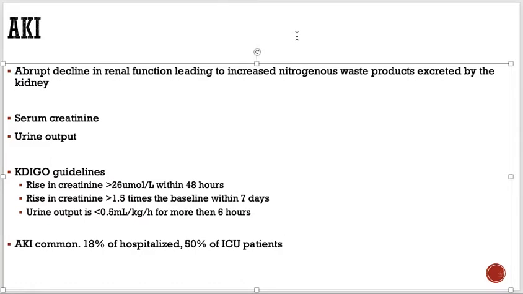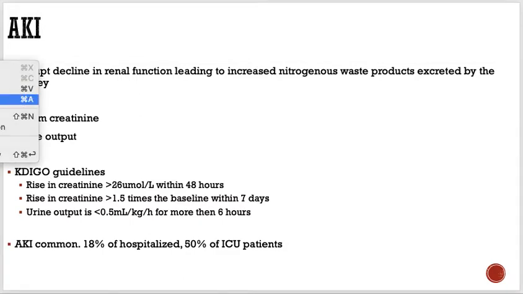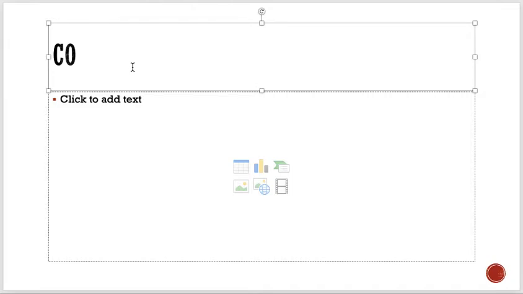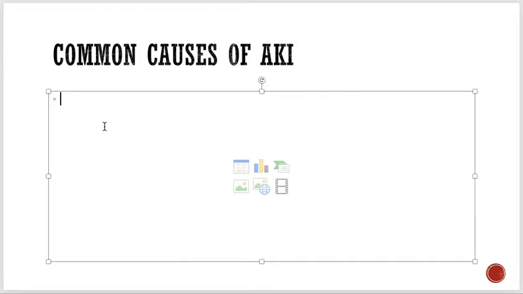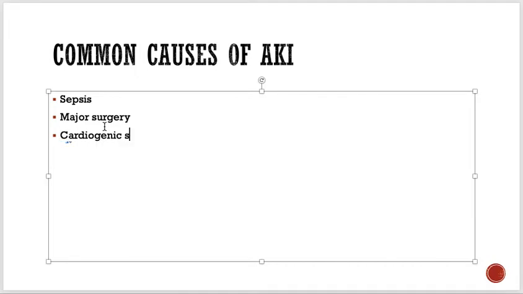Of course, people who have pre-existing kidney disease, increasing age, males, and any comorbidities like diabetes, cardiovascular diseases, malignancies are at more risk of getting AKI. The most common causes of AKI are sepsis, major surgery, and cardiogenic shock. Actually, we classify AKI under some other headings. The most common causes of AKI are many: sepsis can cause AKI, major surgery can cause AKI, cardiogenic shock can cause AKI.